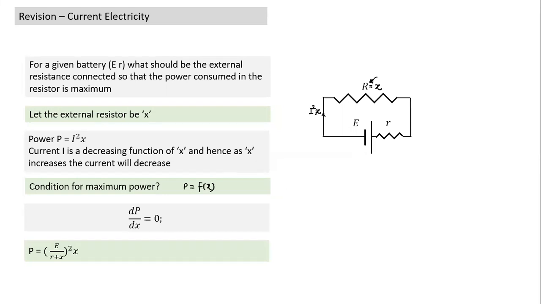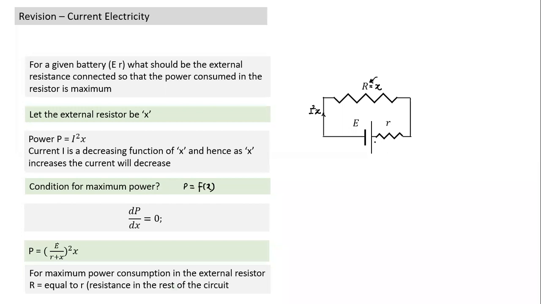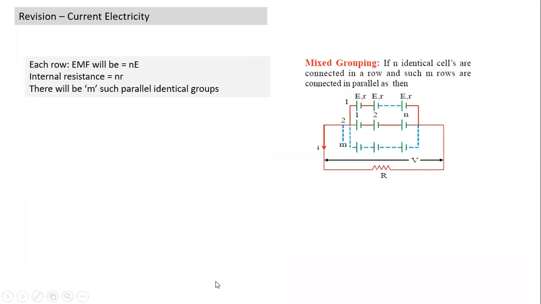How do we express power as a function of X? I write I in terms of X. These are fixed quantities: I is equal to E divided by r plus X. E is a constant, r is a constant. So in I square X, I get power as a function of X. And when I differentiate, I get the value of X equal to r. So what has to be the variable resistance so that power consumed in that variable resistance is maximum? When this resistance is equal to the resistance in the rest of the circuit.